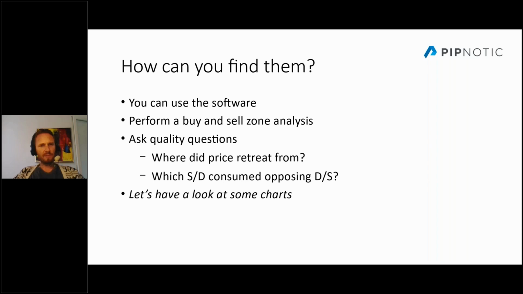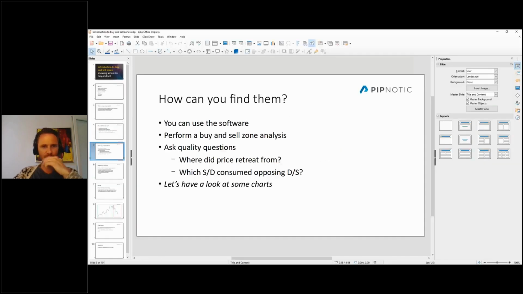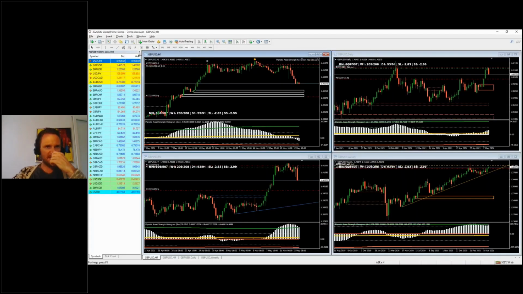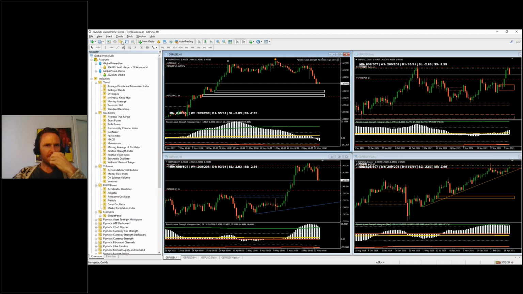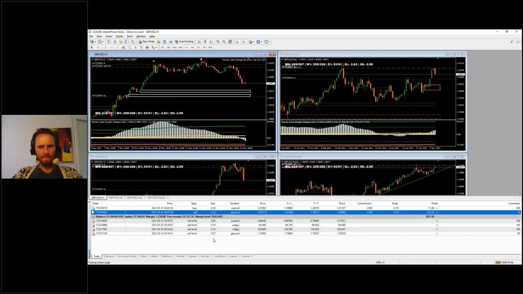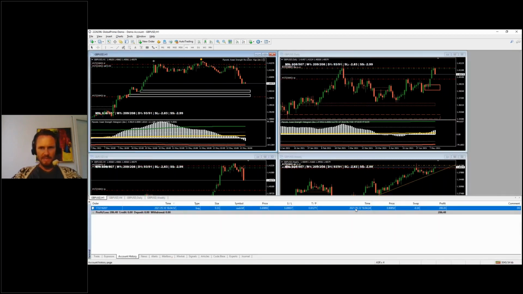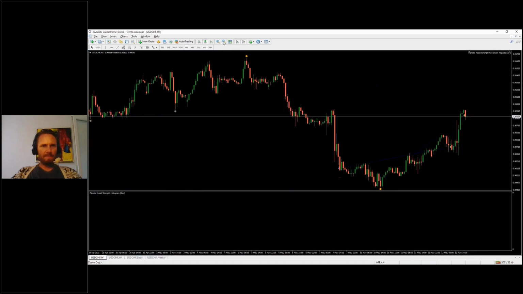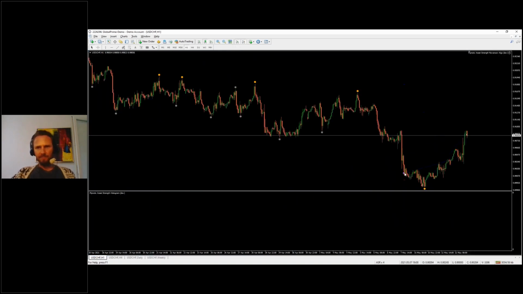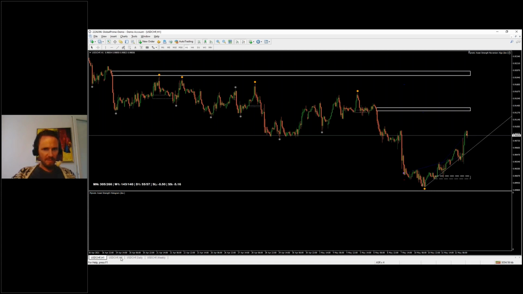Okay, so let's have a look at some price charts just to help drive this point home once again. So let's go to this trade here. This is the one that's closed. If we look at this, we bought down there. Why did we buy down there?